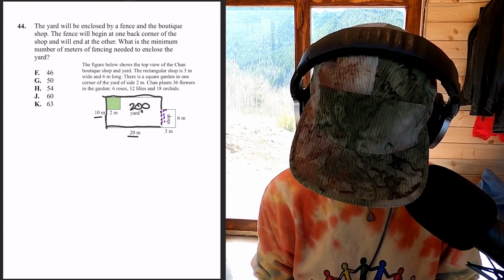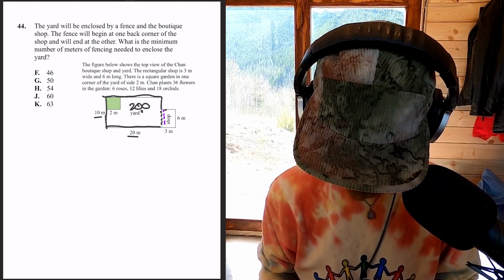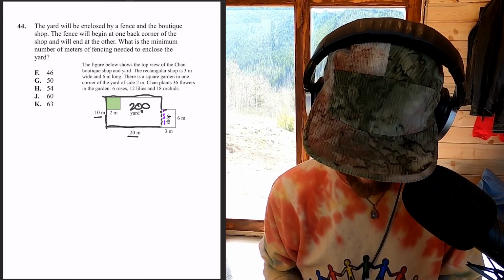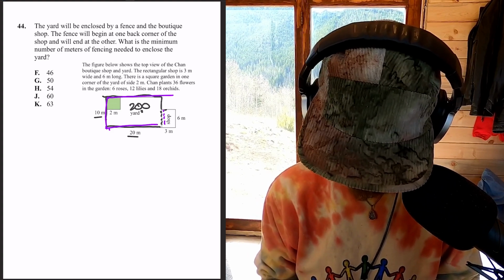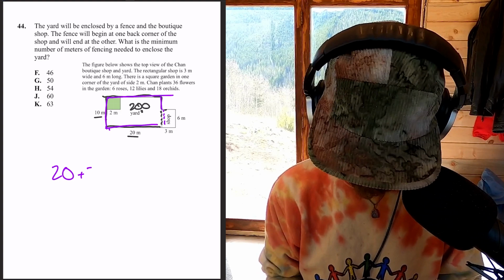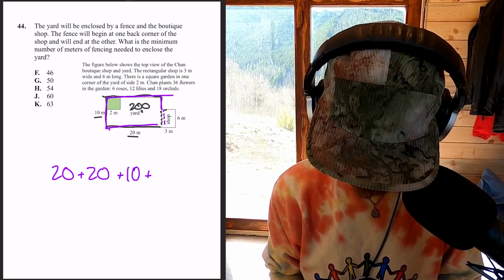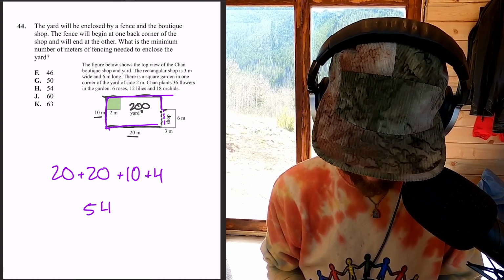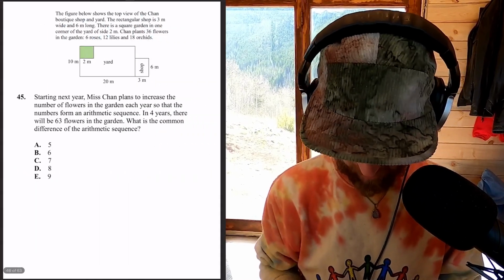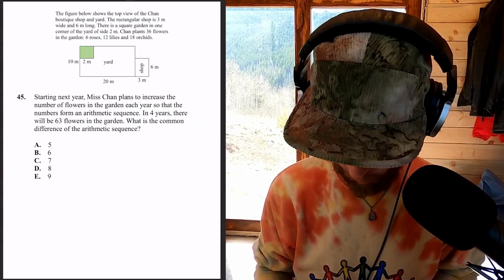But we don't need this chunk here, which is 6 meters of fencing. So basically what they're saying is we need 20, 20, 10, and 4, which is 14 plus 40, which is 54. Okay, I've got 8 minutes left. I'm going to go at a rapid pace here.